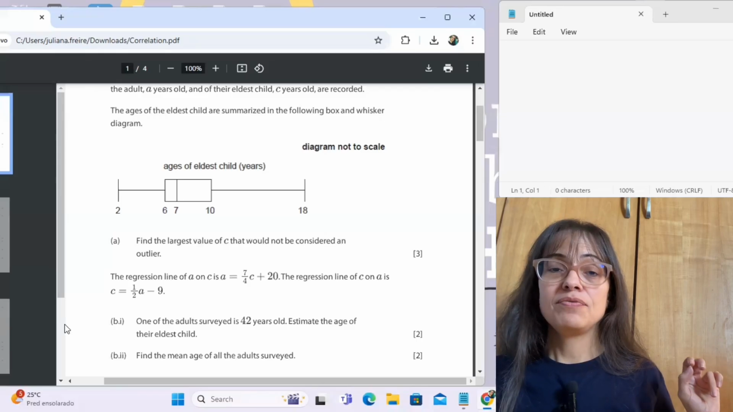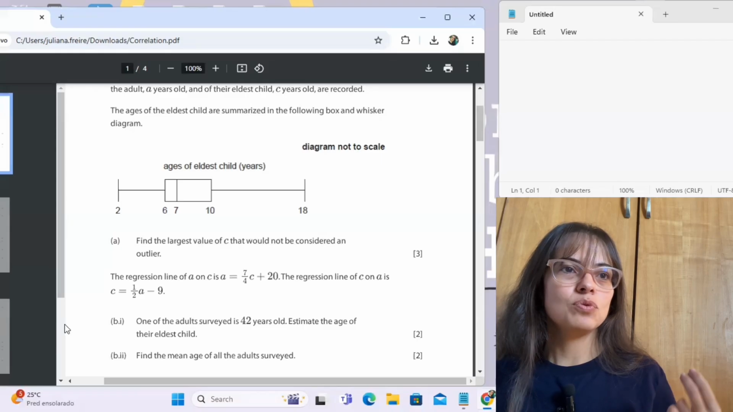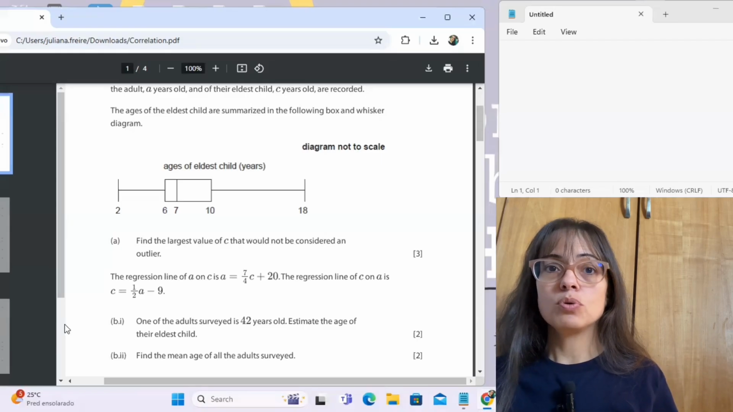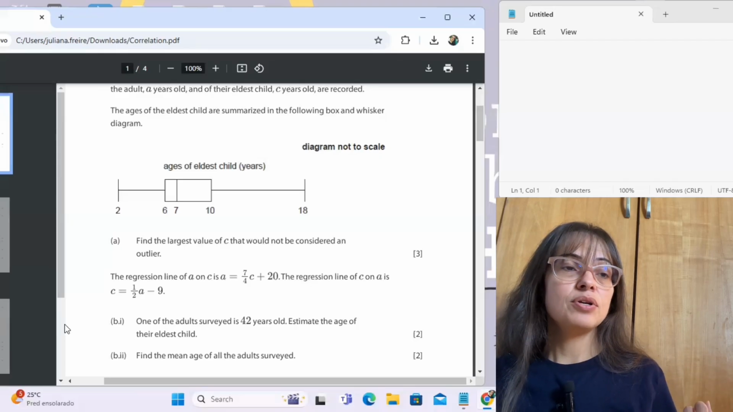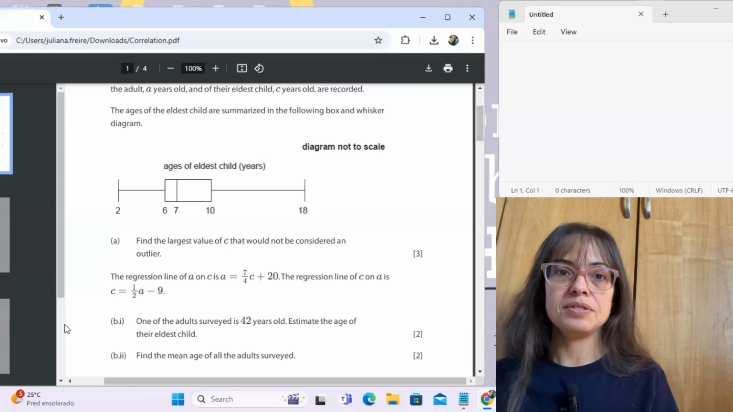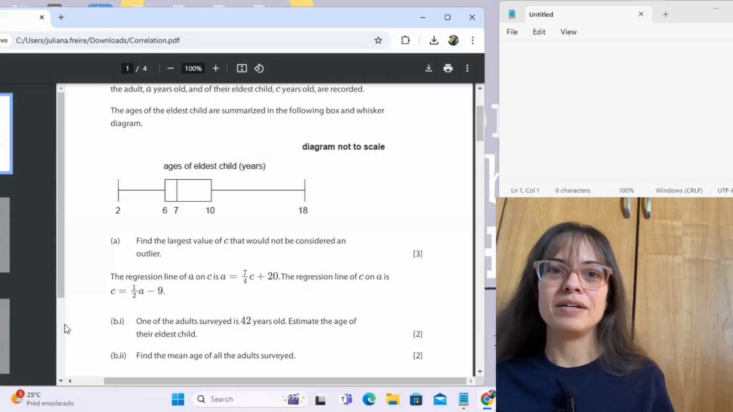In fact, he is giving you 2 regression lines. The first one, a equals 7/4 c plus 20, treats c as the independent variable and a as the dependent variable. And then on the next line, you have c equals half a minus 9, which is the other way around. A is independent and c is dependent. And then item BI says the adult is 42 years old. Estimate the age of the child. So the adult is variable A, okay?